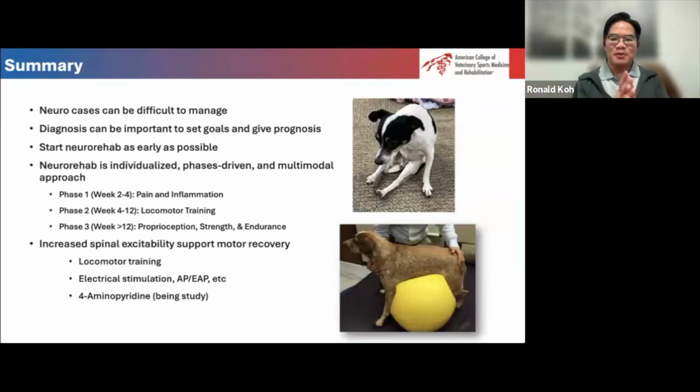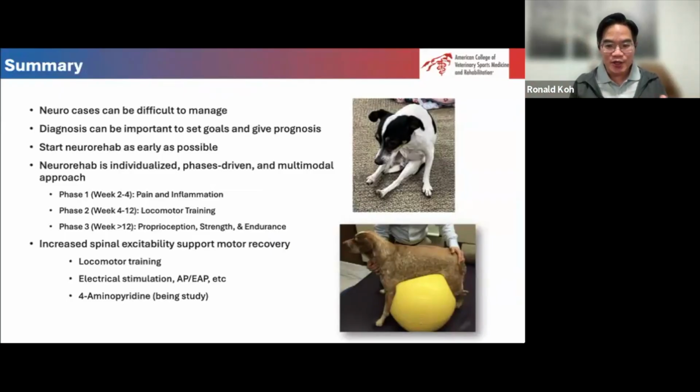All right, to summarize my talk, here are a few key points that I would like you to take away. First, neurological cases can be challenging, but very rewarding. That's one of my favorite things about rehab, I like to treat neuro cases. It always triggers my brain to try to find something to help them. So I actually like that.